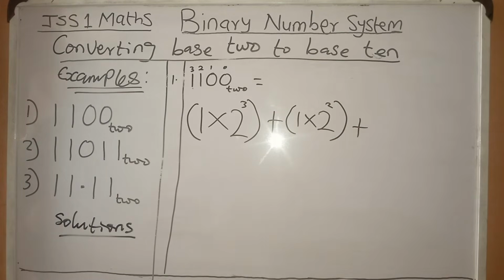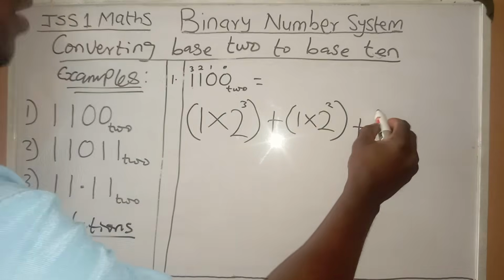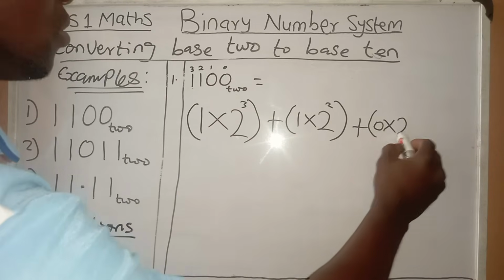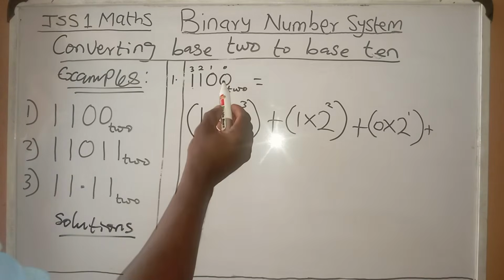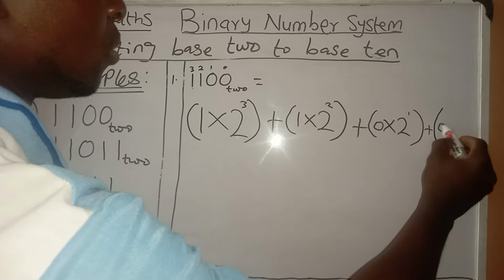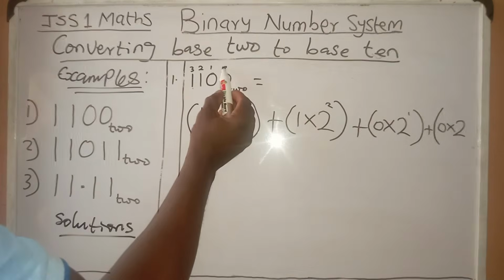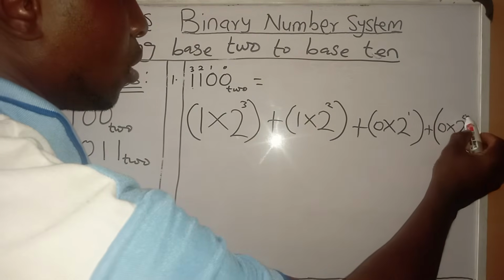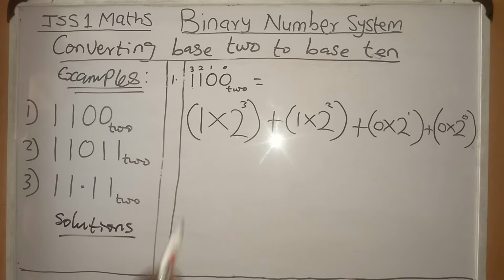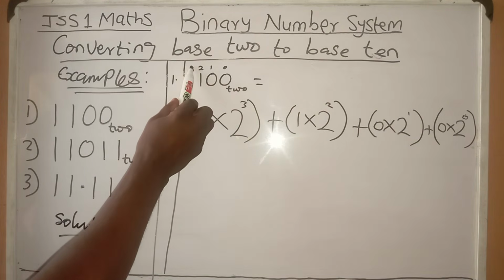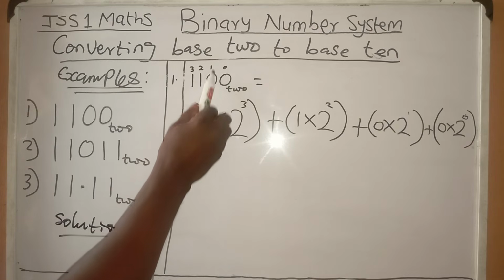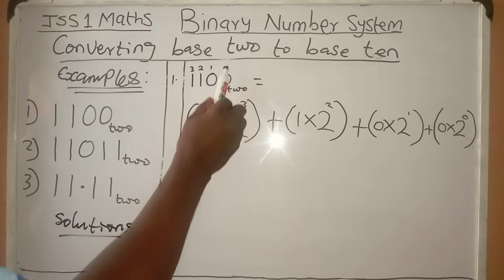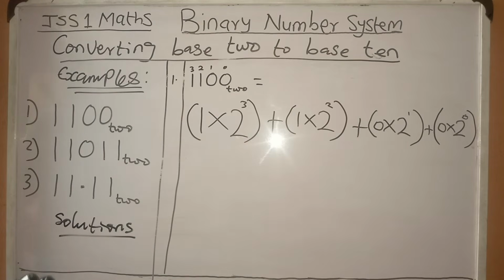Plus, we go to the next one. The next one is 0. So write that 0 times 2 raised to power what? 1. Plus the last one, which is still 0. So 0 times 2 raised to power what? 0. I hope the arrangement is quite clear. So looking at it once again, 1 times 2 raised to power 3 plus 1 times 2 raised to power 2 plus 0 times 2 raised to power 1 plus 0 times 2 raised to power 0. Okay, so that's how the arrangements are made. I hope it's very, very clear.